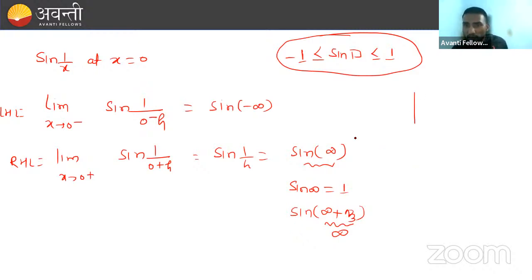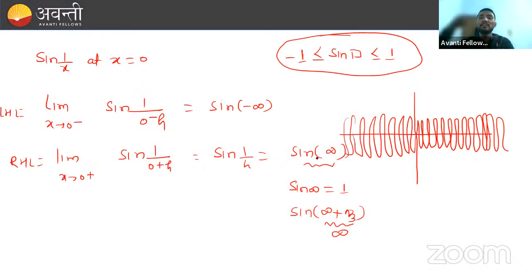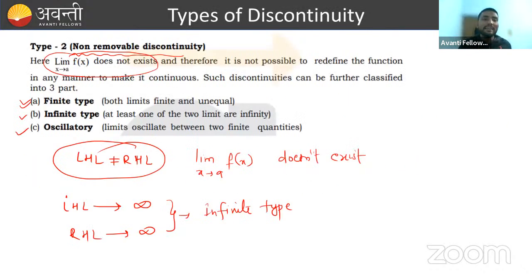If you draw the graph of sine 1 by x, it will come like this, like this, like this. So it is changing so frequently. Even if we take plus h and minus h, it is changing significantly. So in this case we will say it is oscillatory type. The limit oscillates between two finite quantities, that is minus 1 to 1, but we are not sure what the value is. Is it clear, everyone?